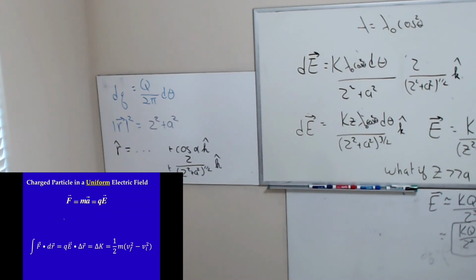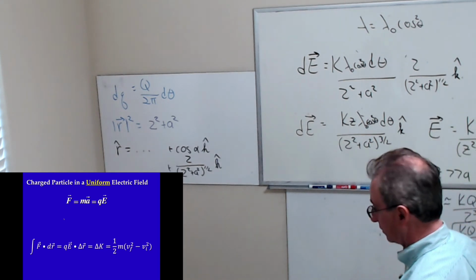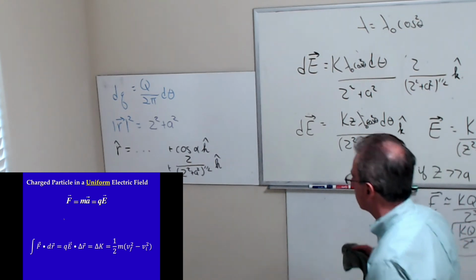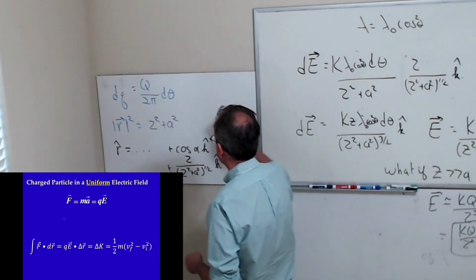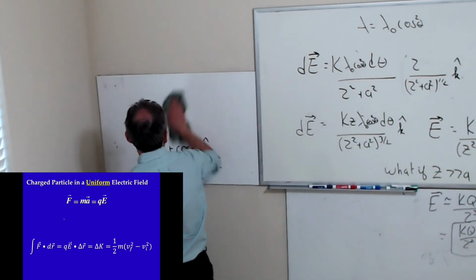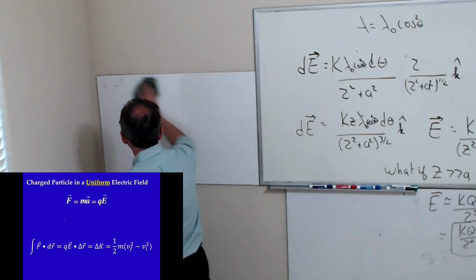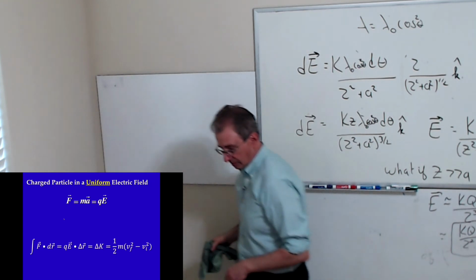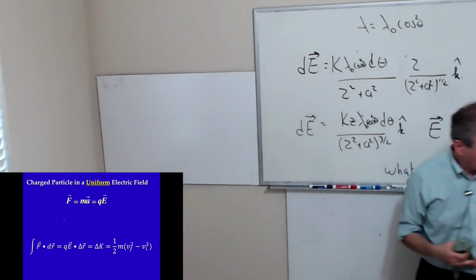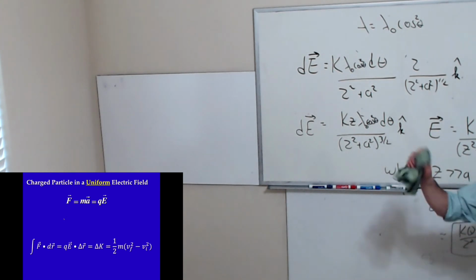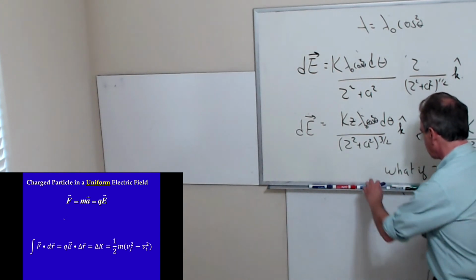Okay, so let's say we have a charged particle in a uniform field. Uniform, what does uniform mean? What do I mean by uniform? Anybody want to guess what uniform means? The field does not change magnitude and direction. Yeah, with respect to space, right? It has the same value in space.